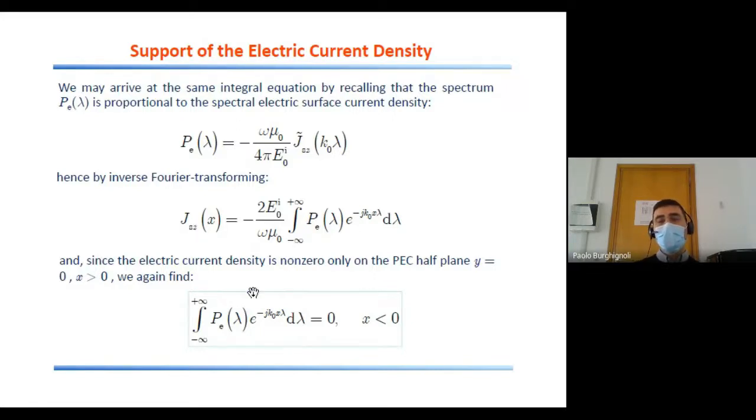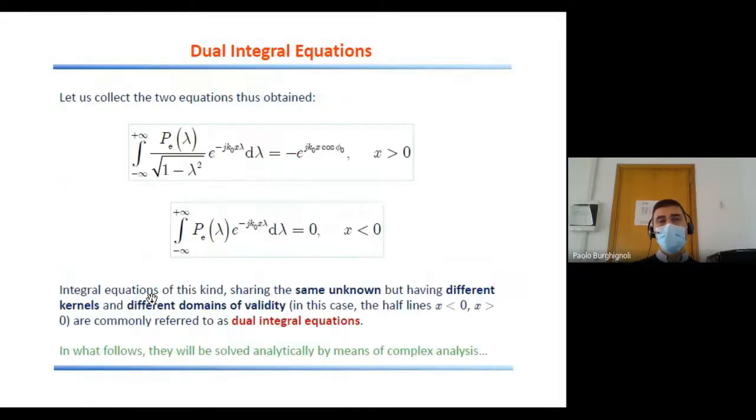Again, we find the integral equation in the lower box, which is the same as in the previous. So all in all, what we have found is a pair of integral equations. One comes from the boundary condition for electric field, and that holds for positive x, geometry considerations, or from the magnetic field, and the surface integral equation holds when x is negative.